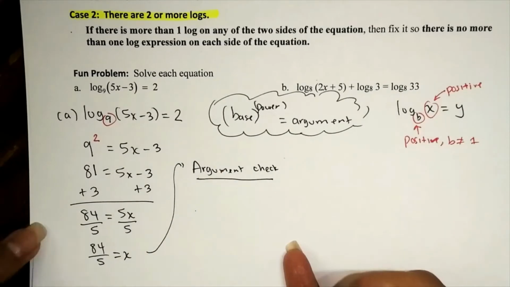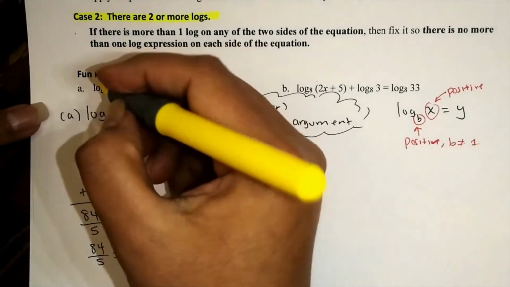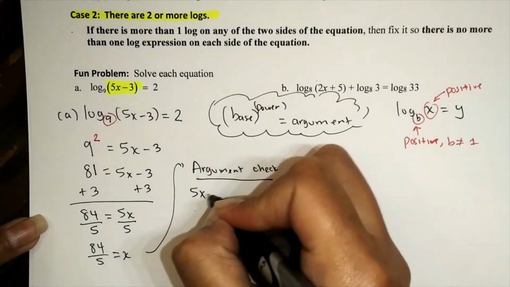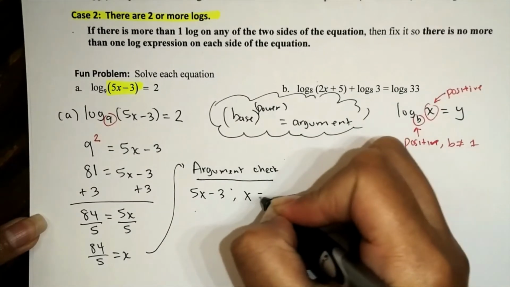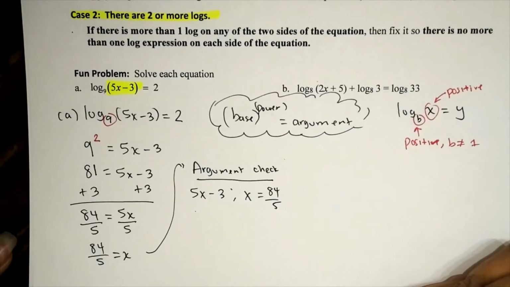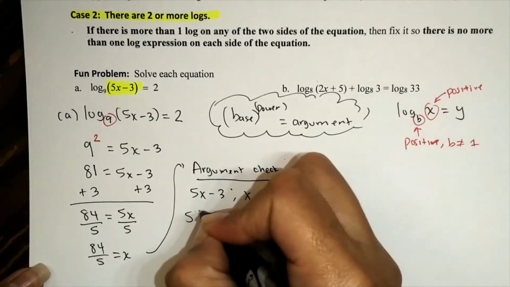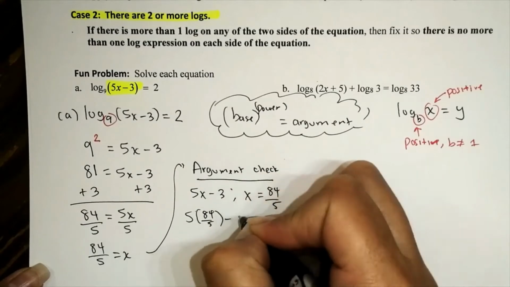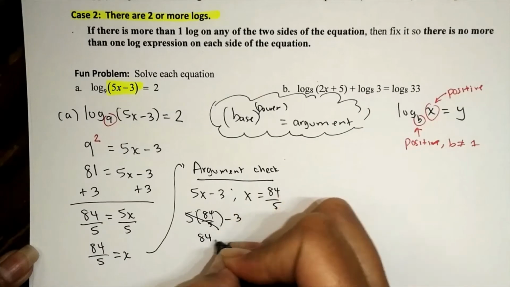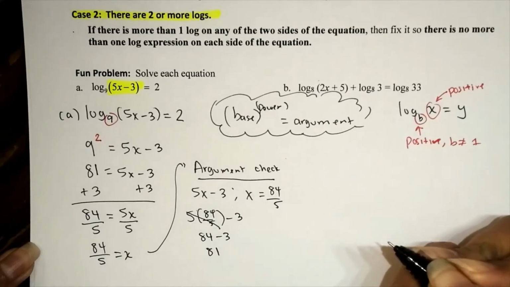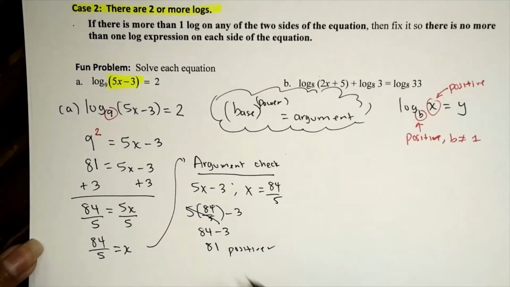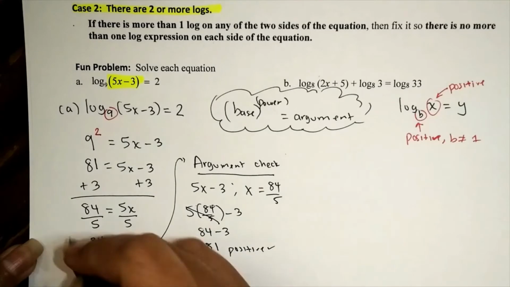So the argument, let me highlight that. The argument is 5x minus 3, and our proposed solution is 84 over 5. When we plug it in, I just want to make sure that the argument is not going to be negative. So we have 5 times 84 over 5, less 3. The quotient of 5 and itself is 1, and that will leave us with 84 minus 3, which gives us 81. I believe that's a positive number. So in this case, our solution passes the argument check with flying colors.